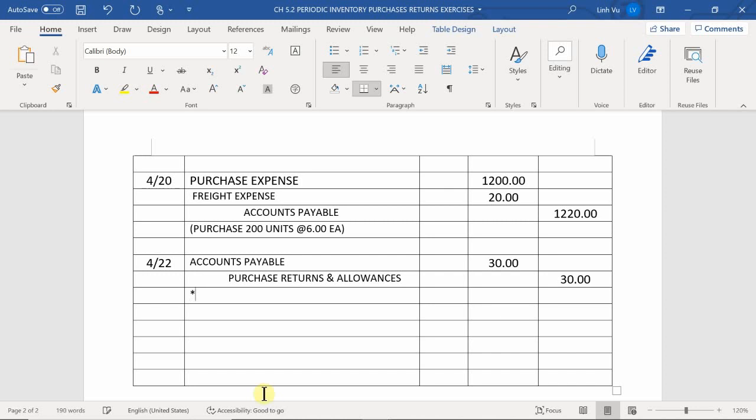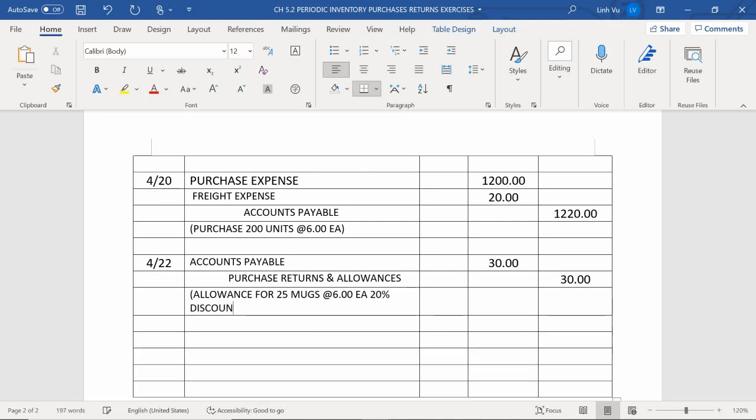Okay. And here you can write your description. Allowance for 25 mugs at $6 each, 20% discount. And then you could say wrong color, whatever you want to put in here. I'm getting an allowance for 25 mugs at $6 each for a 20% discount because they were the wrong color.